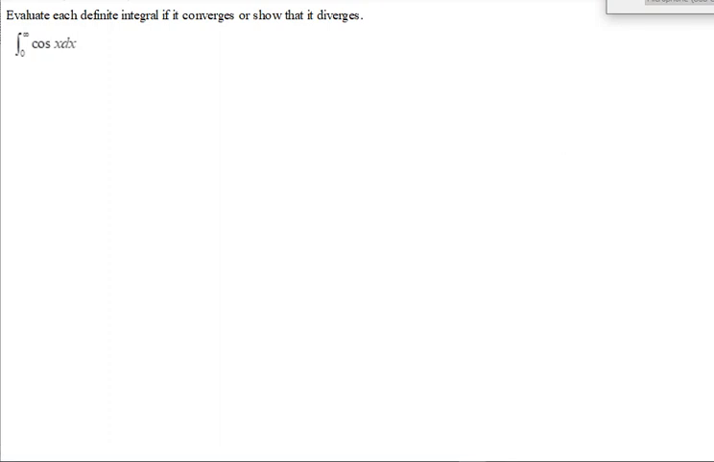Notes for AP Calculus on the topic of improper integrals with infinite limits, continued. So this one, we're going to evaluate each definite integral if it converges or show that it diverges. Some of these converge to a specific value, some diverge and don't converge to a specific value. So let's start with this one.